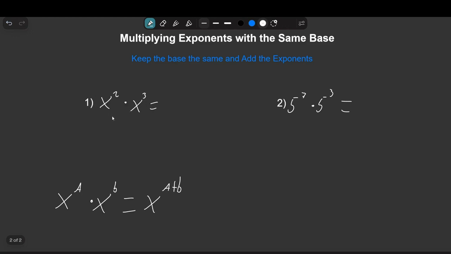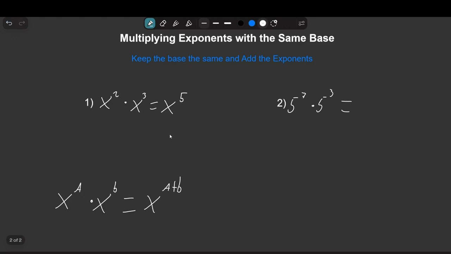So, as I said, we keep our base. You can also read it up here. We keep the base, so we can write x down here. Now we have to add the exponents together. 2 plus 3 equals 5, so our final answer will be x to the power of 5.